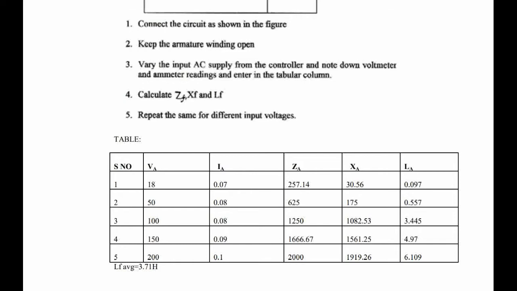So here we are considering variable voltages, that is 18, 50, 100 and 200, up to 200, and note down the corresponding ammeter reading. With the help of the formula ZF is equal to VF upon IF, we will determine the field impedance. Finally, we will determine ZF, XF and LF.